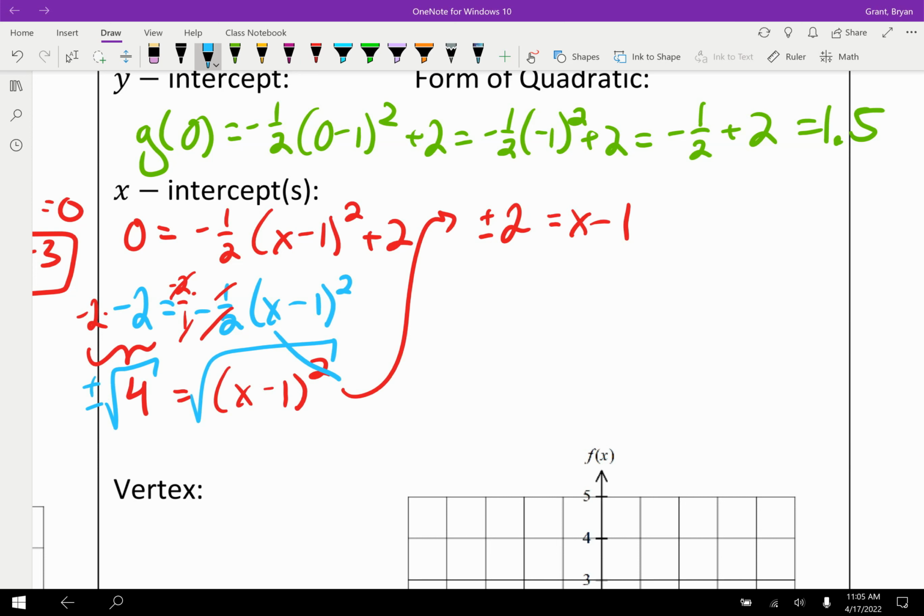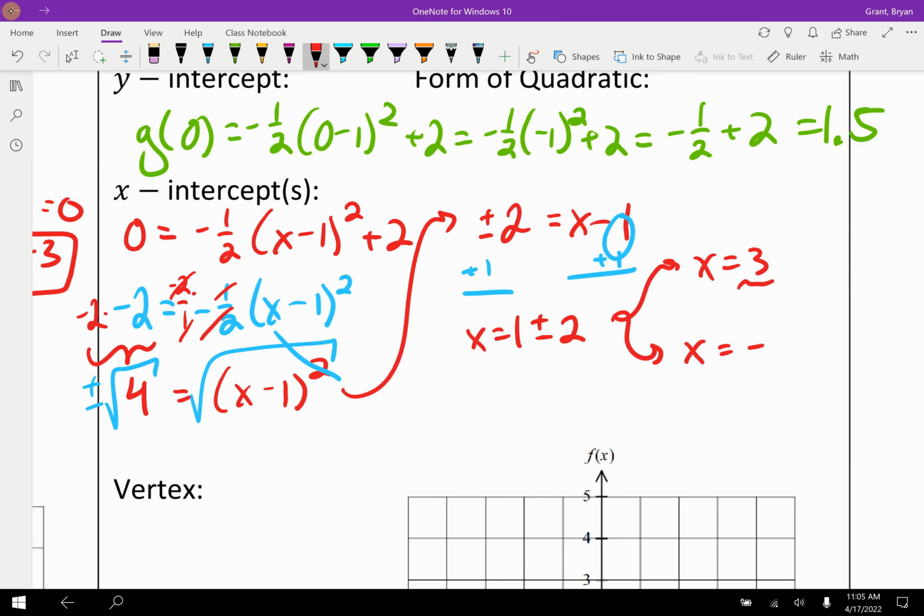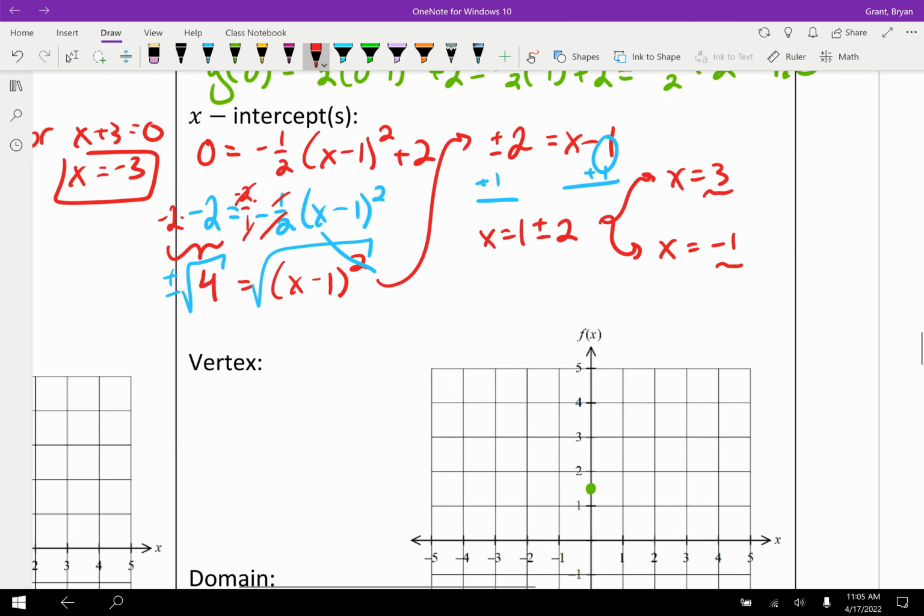Okay. Next up, we have to add 1 to each side. And as we discussed before, we can't actually add 1 to 2, so it just stays right next to it. This will give us two x-intercepts. 1 plus 2 is 3. 1 minus 2 is negative 1. So we have 3 and negative 1.